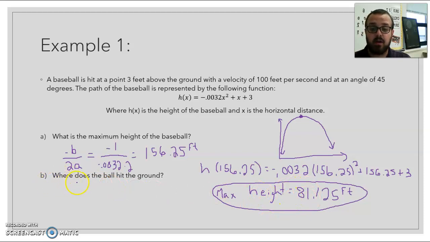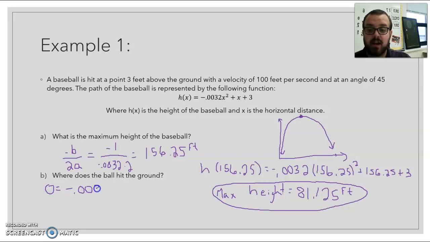The second part is they want to know, where does the ball hit the ground? So after I hit it, it's going to go up. At some point, it's going to come back down and hit the ground. We're going to assume that the ground would be when it goes back to 0, and that's going to fall back on finding the roots of our parabola. So we're basically going to set this equal to 0, and then solve for what the roots of our parabola are going to be.